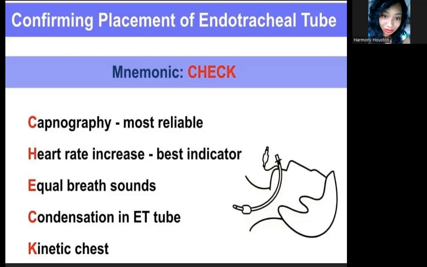Equal breath sounds is a great one too. You're not going to get equal breath sounds if you're where? In the guts. Now, what about condensation in the tube? Air's going through. When you breathe out, there are droplets, and some of y'all with hot breath will create that condensation. Now, what about kinetic chest? What does that mean? Chest rise and fall. You're not going to get a whole lot of chest rise and fall if you're in the guts. Remember to check your ET tube. You can also do the esophageal check, if you carry it.